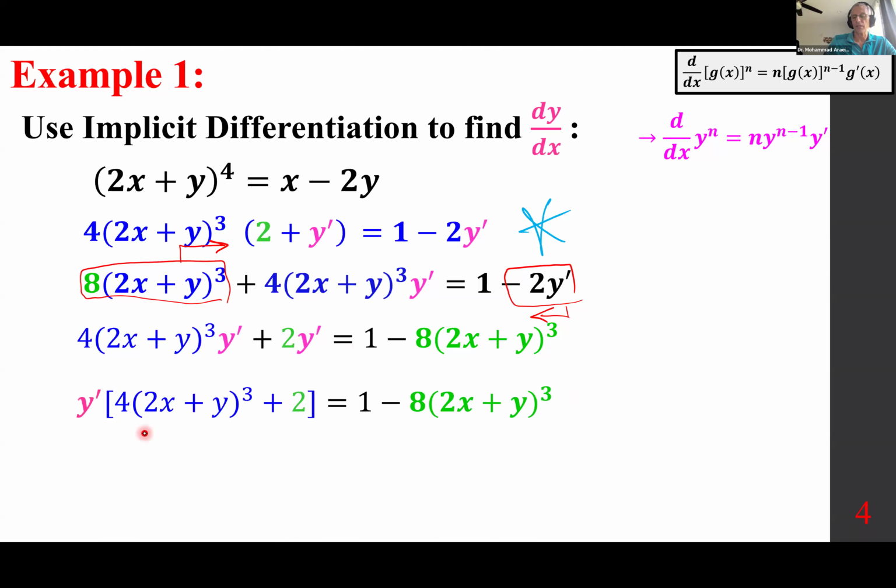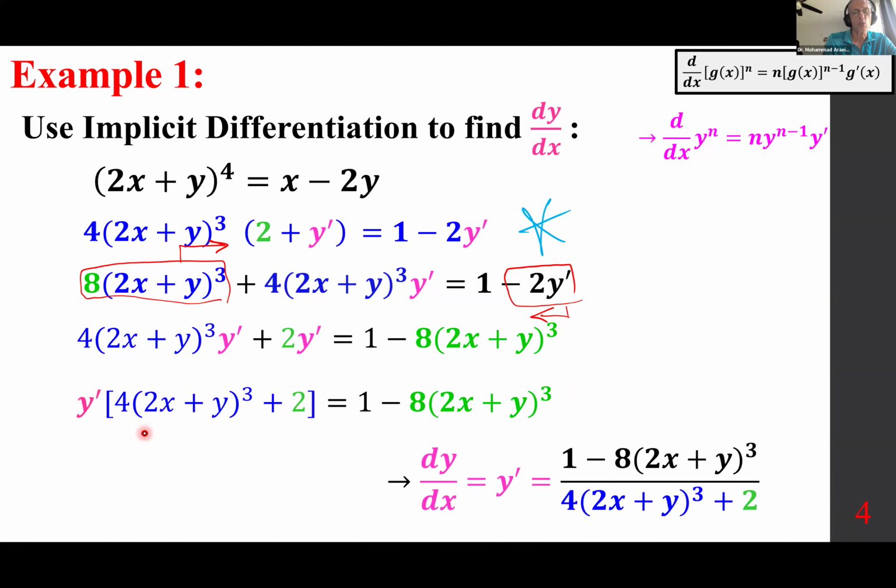Just divide by the brackets. dy/dx, or y prime, is the right side, 1 minus 8 times (2x plus y) cubed, divided by the brackets, 4 times (2x plus y) cubed, plus 2. Now, the denominator has a common factor of 2. If the numerator happens to have the same thing, you have to simplify the fraction and put it in its lowest terms. If it doesn't have it, so be it.